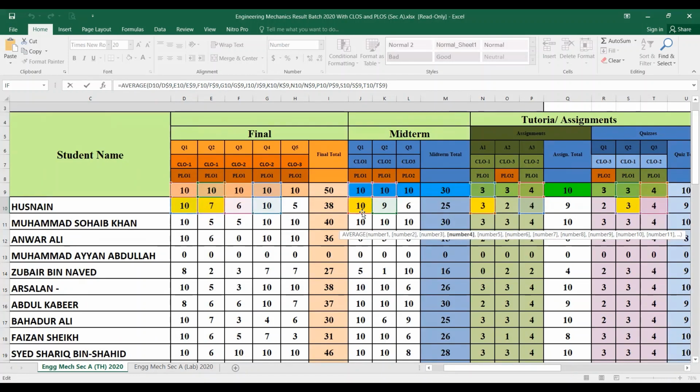And for the midterm question, 10 divided by 10, 9 divided by 10, comma, 9 divided by 10, comma, 3 divided by 3, and assignment 3 also belongs to the PLO1, 4 divided by 4.